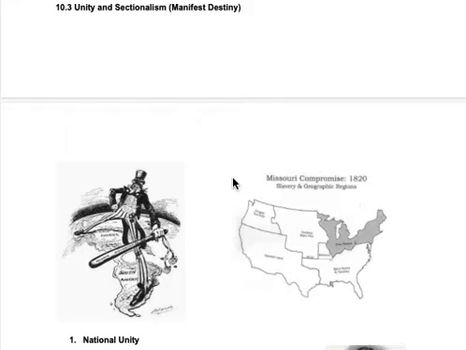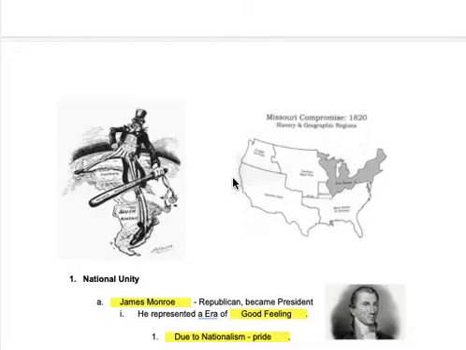This is our last mini lesson on Chapter 10, Growth and Expansion, and it is an interesting story that helps explain how America got closer to civil war. So let's get it started. It is called Unity and Sectionalism Manifest Destiny. Take a look at these pictures to start off.